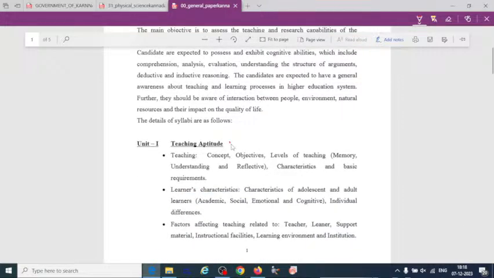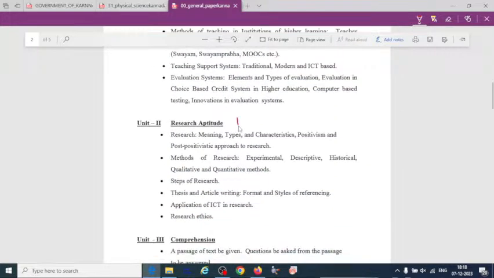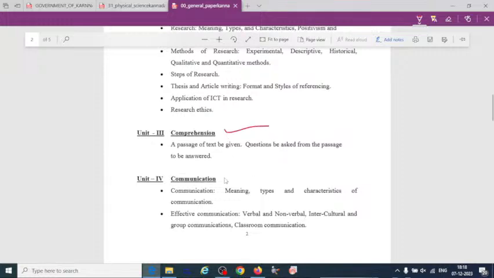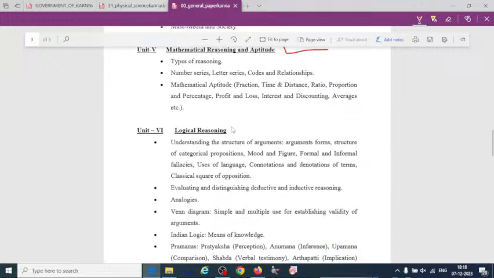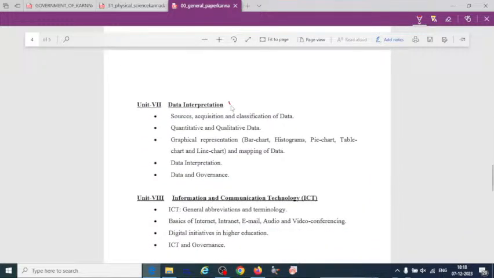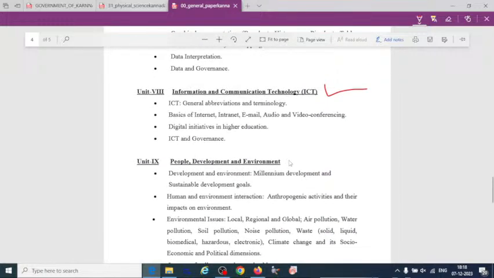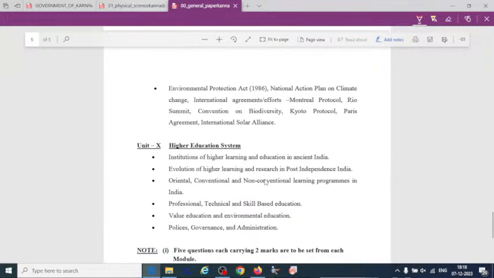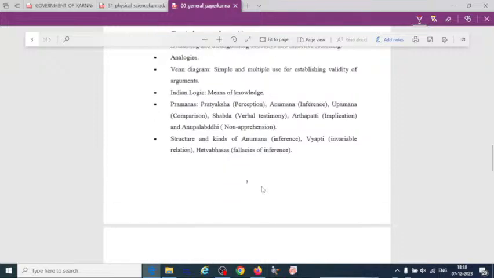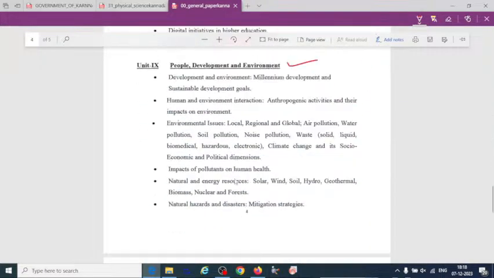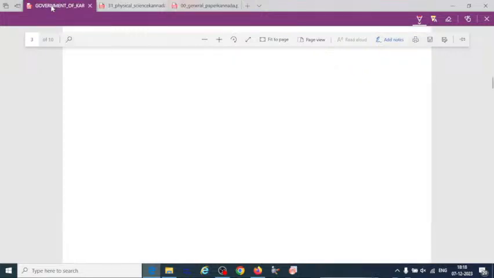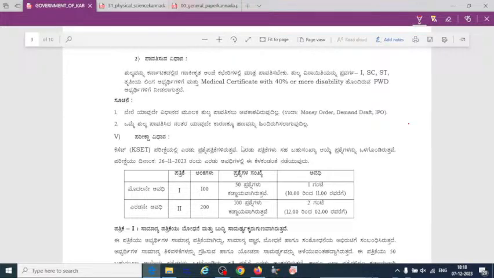In the GK paper you will come across teaching aptitude, research aptitude, comprehension, communication, mathematical reasoning and aptitude, logical reasoning, data interpretation, information and communication technology, people development and environment, and higher education system. These are the topics you need to study for the GK paper. In total, how many are there? 10. Okay.